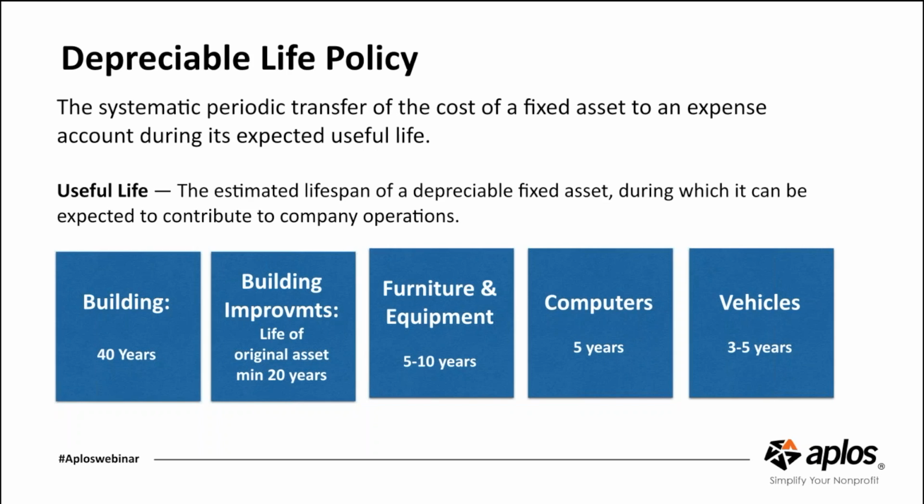So the useful life is the estimated lifespan of a depreciable fixed asset during which it can be expected to contribute to company operations. So these kind of categories here are set through IRS and GAAP. GAAP stands for Generally Accepted Accounting Principles. These year life cycles are kind of set. These are normal broad stroke terms for these types of items. Okay, so buildings are typically depreciated over a 40-year period. Okay, building improvements is spread over the life of the original asset at a minimum of 20 years.